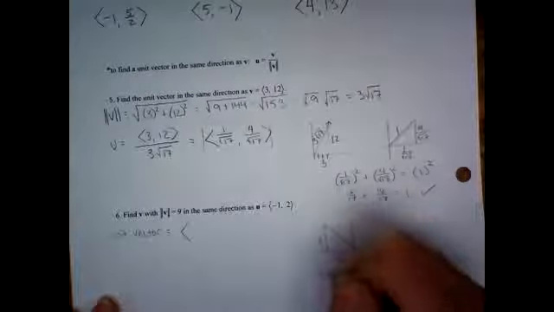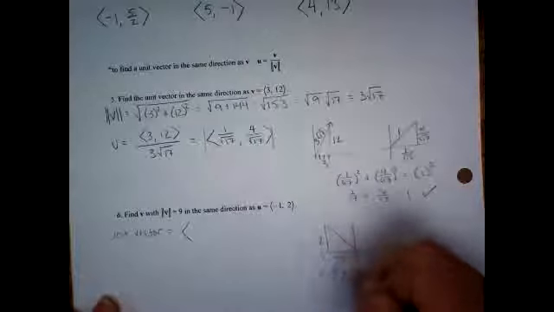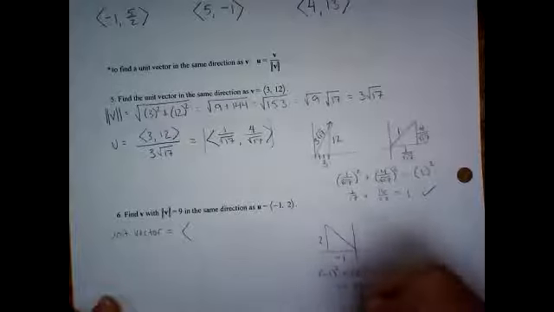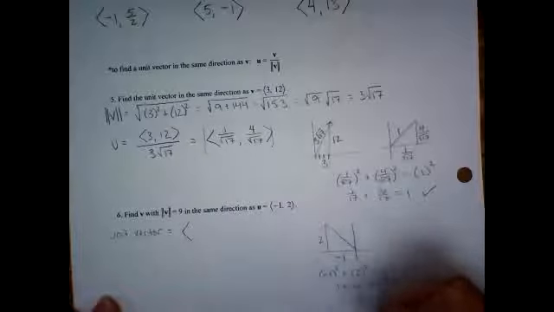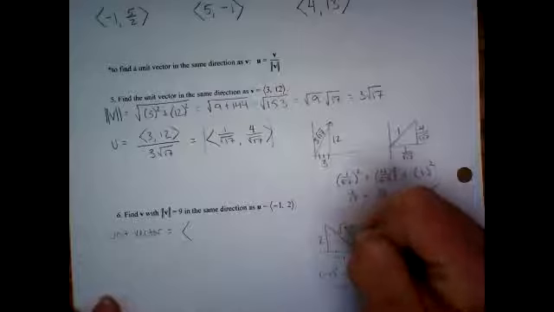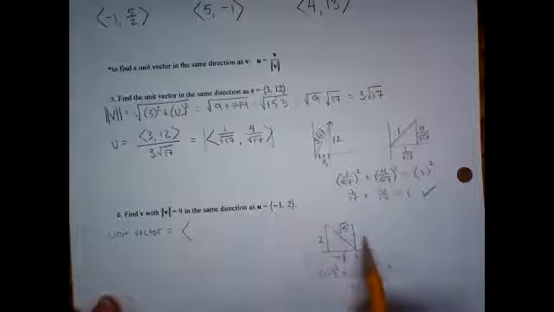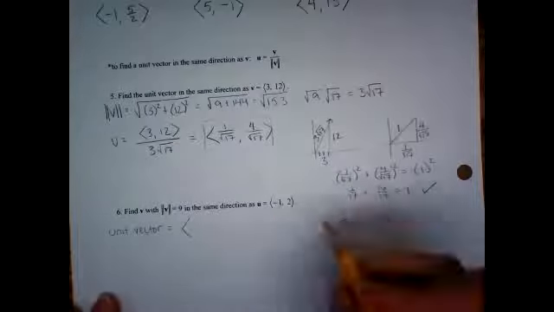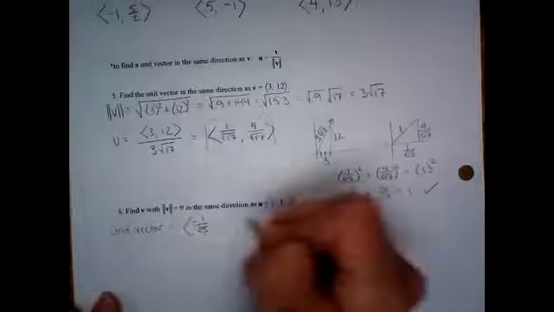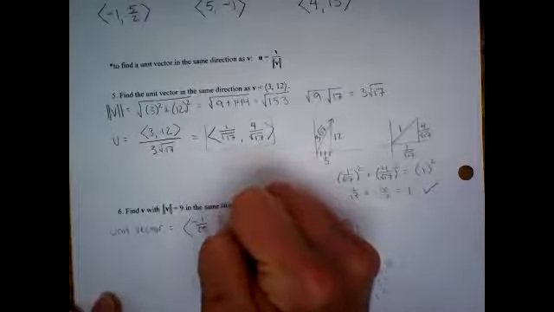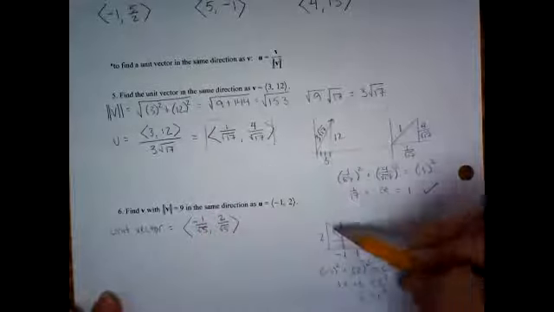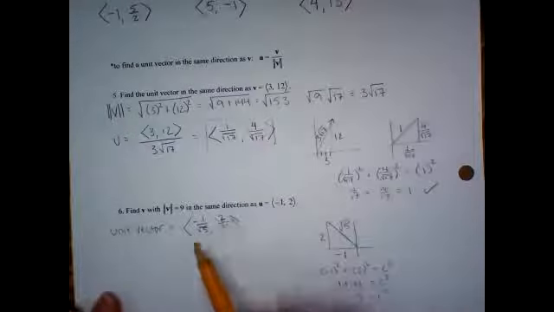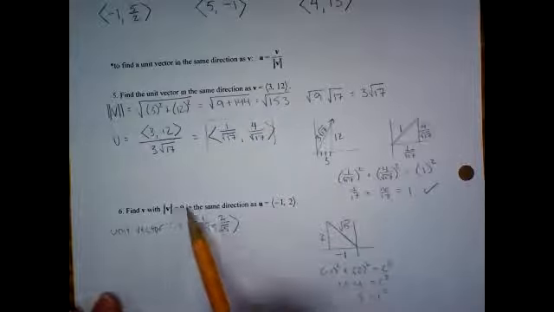So I'm going to need to do Pythagorean theorem to get this right here. So that would be 1 plus 4 equals c squared. So that's going to be 5. This is going to be square root of 5. So if we take that and divide by the magnitude, that's going to give us our unit vector. So it would be -1 over square root of 5, and then 2 over square root of 5. So again, you just find the magnitude, that's this right here, and divide by it, and that's going to give you your unit vector.